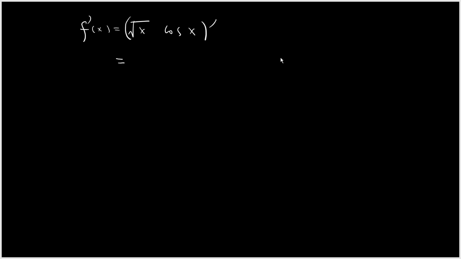Now we are trying to differentiate the product of two functions. The answer is: copy the formula first. The derivative of the first factor times the second factor, and then plus the first factor times the derivative of the second factor.